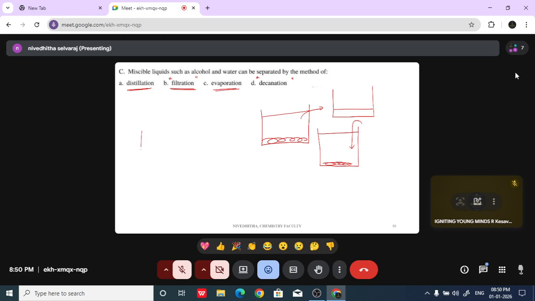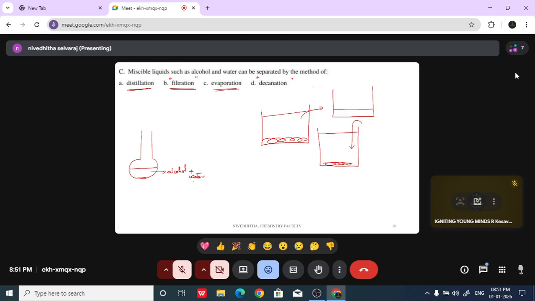See, I have a round bottom flask. This round bottom flask contains our alcohol plus water. We cannot find which is alcohol and which is water. They are completely miscible. But the basic difference between alcohol and water is that both liquids have different boiling points. Whenever the liquids have different boiling points, we can use this distillation method.